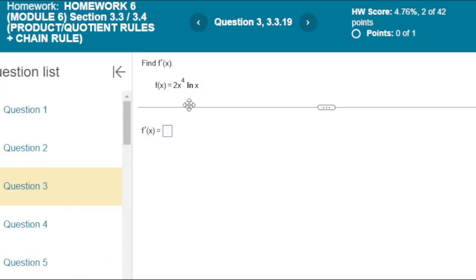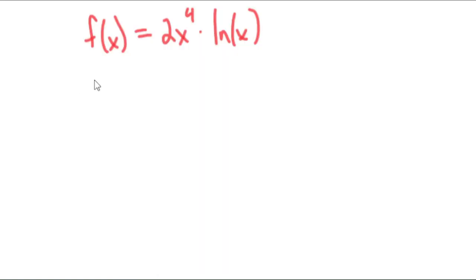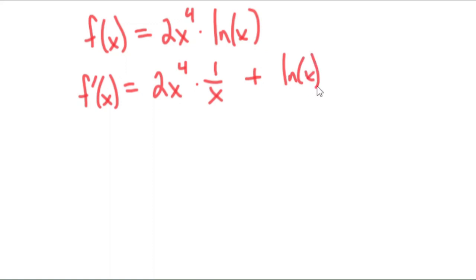Okay, now this one is not a multiple choice. It just says find the derivative of this. We have, again, a product of two functions, 2x to the fourth times natural log of x. All right, so how do we do the derivative? Well, f prime of x is going to be the first function, 2x to the fourth, times the derivative of this, the derivative of natural log of x is 1 over x, plus the second function, natural log of x, times the derivative of the first. And the derivative of 2x to the fourth would be 8x cubed.